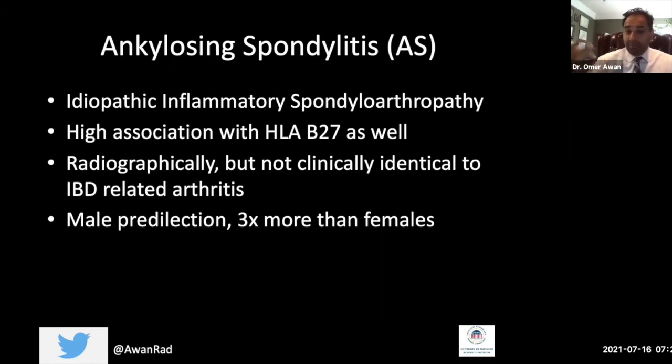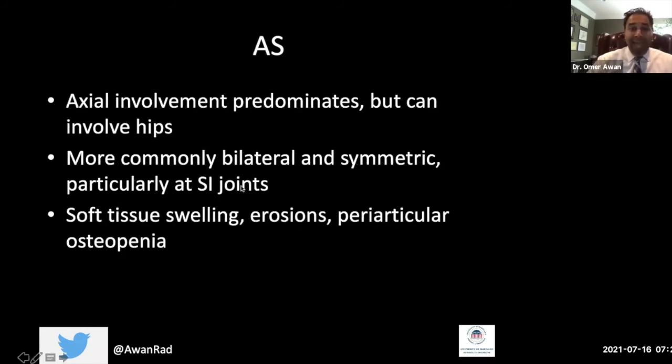So ankylosing spondylitis, right, which is radiographically identical to IBD but totally clinically different, are the other two seronegative arthropathies. HLA-B27, highly seen in males, much less common in females. Typically males are in their 20s or 30s when they get diagnosed with ankylosing spondylitis. So again, axial joints like the spine and SI joints are very commonly involved, right? Typically it's bilateral and symmetric, and you get erosions, right? So you get sacroiliitis and erosions along bilateral symmetric SI joints, soft tissue swelling, osteopenia, that all is there as well.